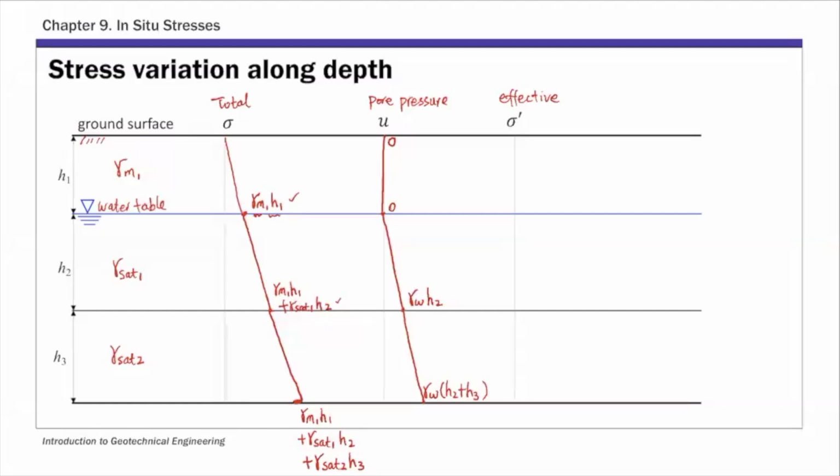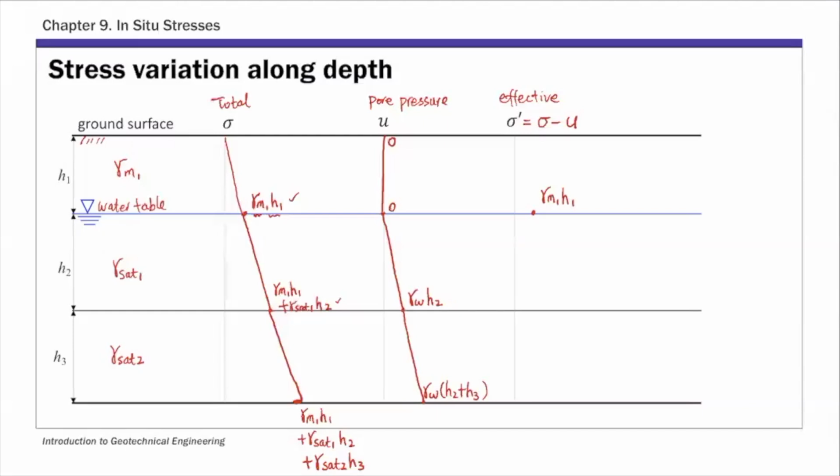And finally, the effective stress is simply the difference between these two. So this is sigma minus U. Okay. So this first point is gamma M1 H1. So that's the value of effective stress, which is the same as total stress because pore pressure is 0.